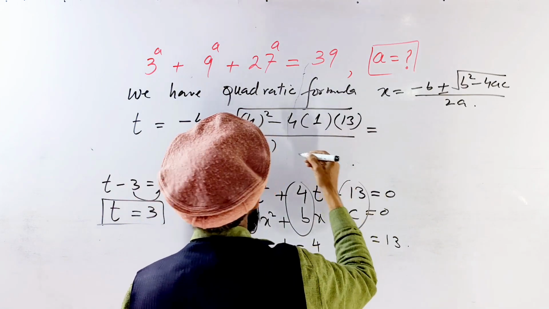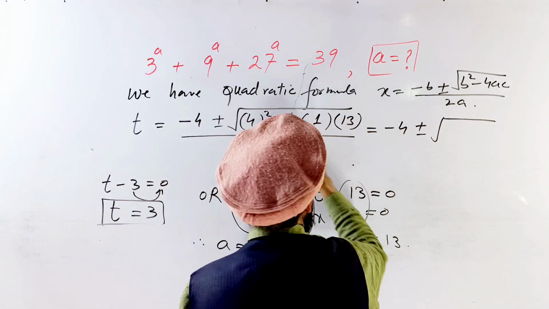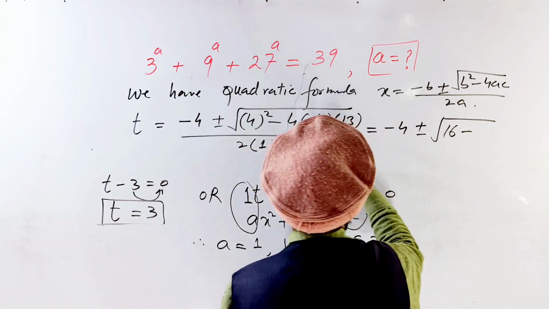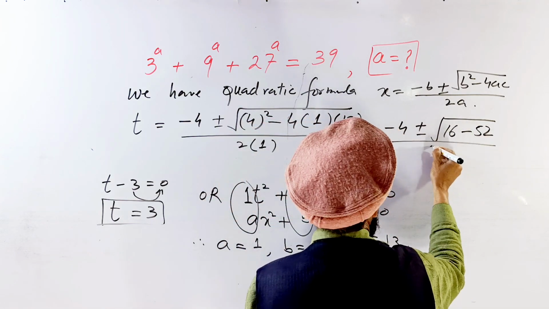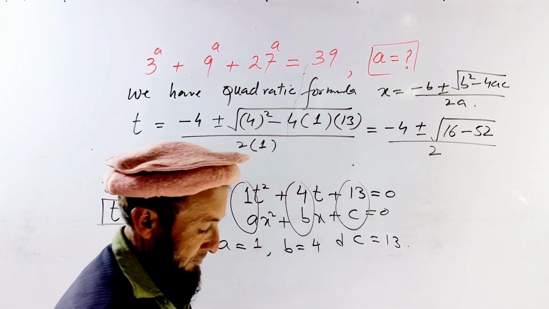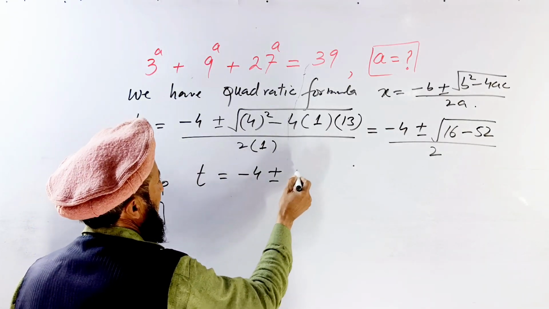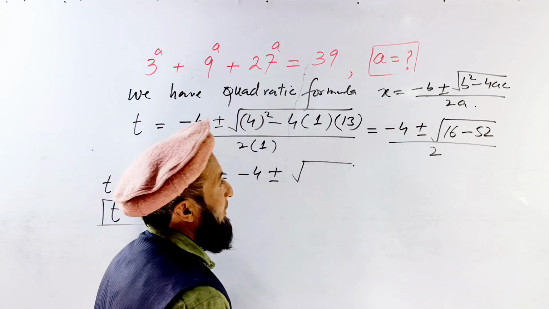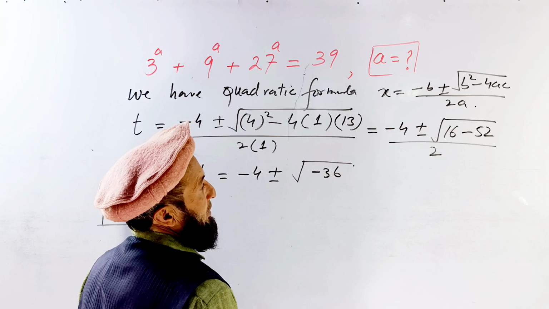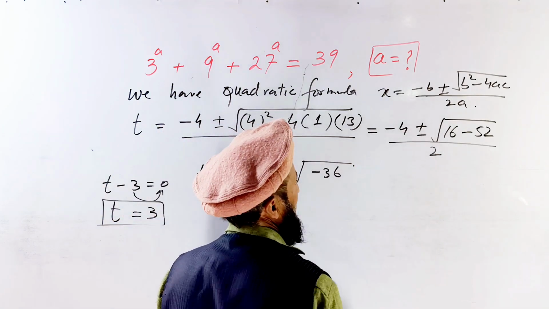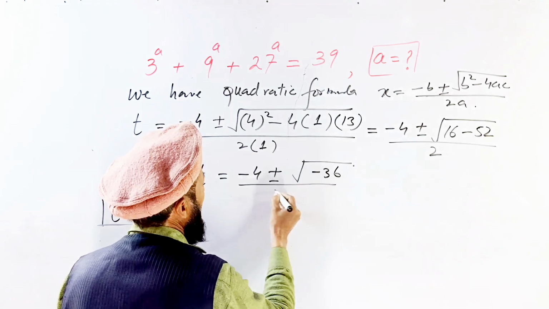Now we simplify this result: minus 4 plus minus square root of 4 square, which is 16, minus 13 multiplied by 4, which is 52, divided by 2. So t is equal to minus 4 plus minus, if we subtract we get minus 36, under the root, divided by 2.